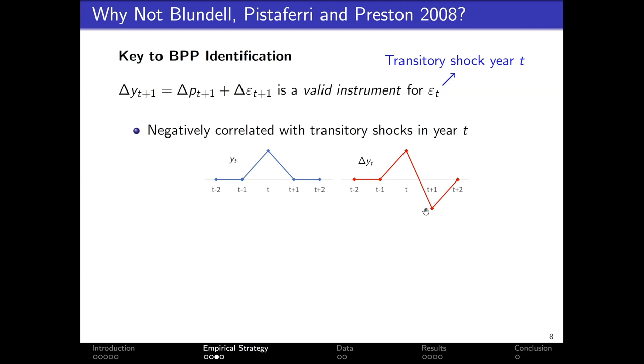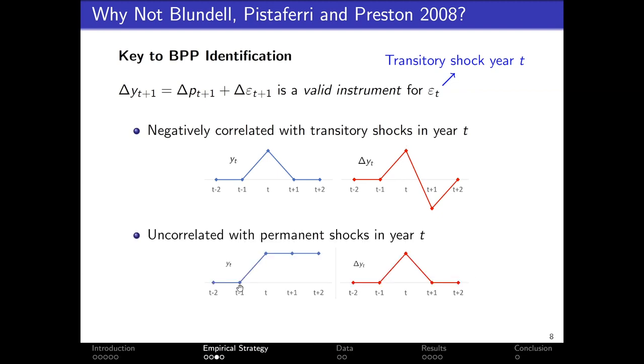So the change in income in year T plus one is going to be negatively correlated with transitory shocks in year T. Okay. And similarly, if you have a permanent shock in year T, then your income goes up and stays up. So your change in income goes up in year T, but is zero in T plus one. So changes in income in year T plus one are going to be uncorrelated with permanent shocks in year T. And it's this that allows Blundell, Pistaferri and Preston to use the change in income in year T plus one as an instrument for transitory shocks.